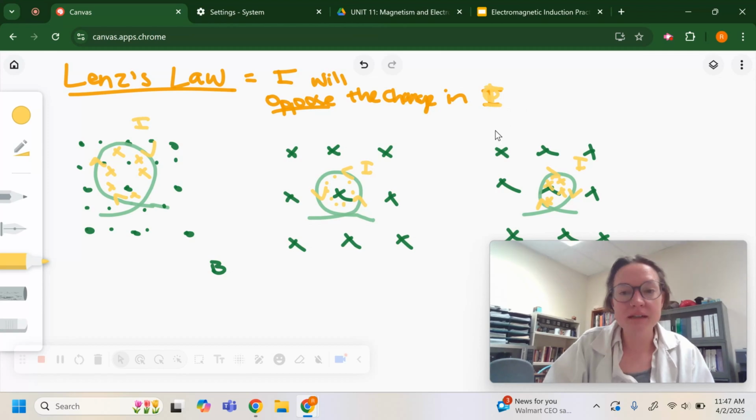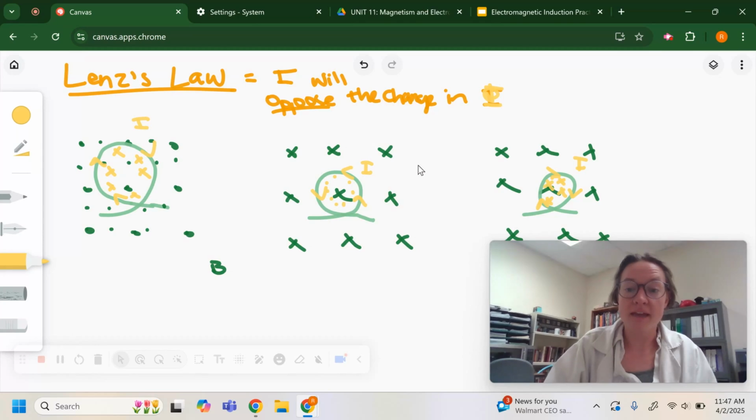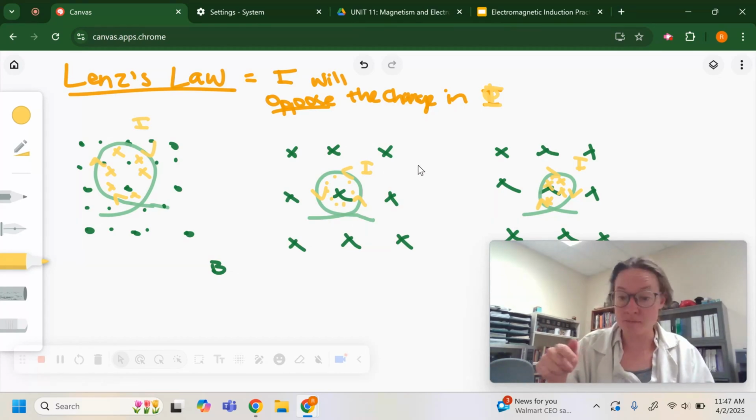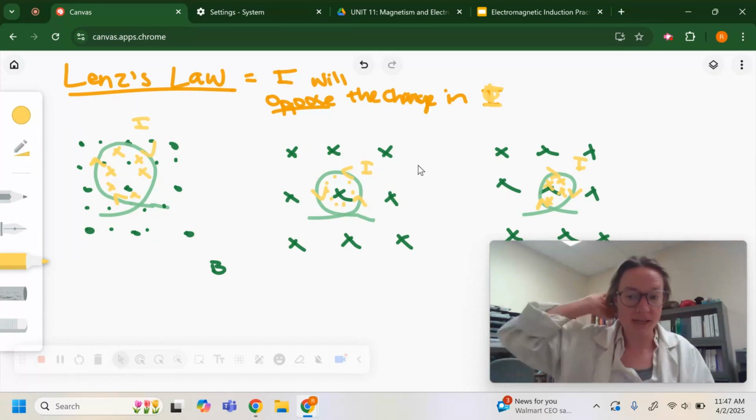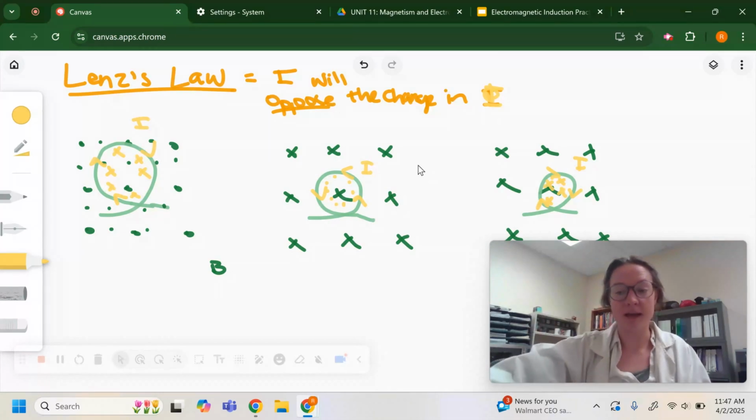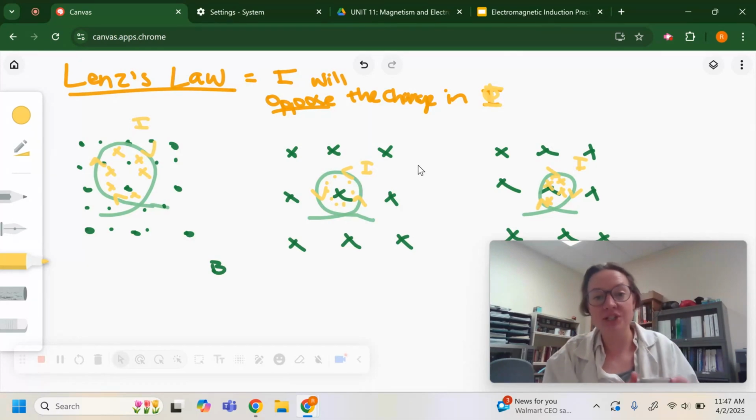The biggest, most significant part of the biggest topic of the day is Lenz's law, which is that the current that is induced in a wire will be such that it opposes the change in flux. If the magnetic field increased, it's going to make an opposing magnetic field. If the magnetic field decreased, it's going to try to make a magnetic field that is going to reinforce that decreasing magnetic field. So it is going to undo whatever change in flux that little wire experienced.